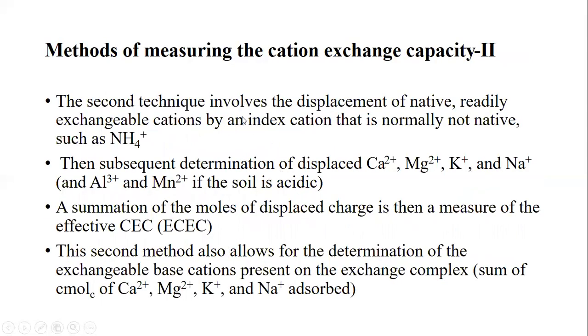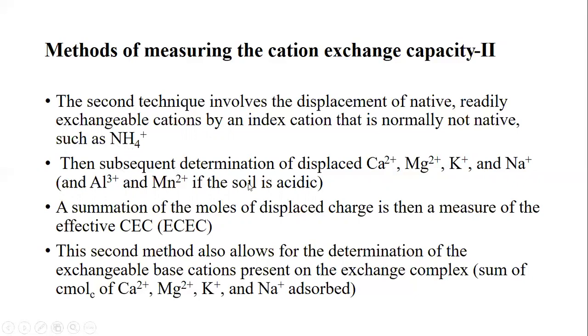The second technique involves the displacement of native readily exchangeable cations by an index cation that is normally not native, such as ammonium. So this is a different technique. We displace all the native cations, just like we did in the other one, but we choose one ion which is not common in that soil, or rare. It hardly exists in that soil, especially ammonium.